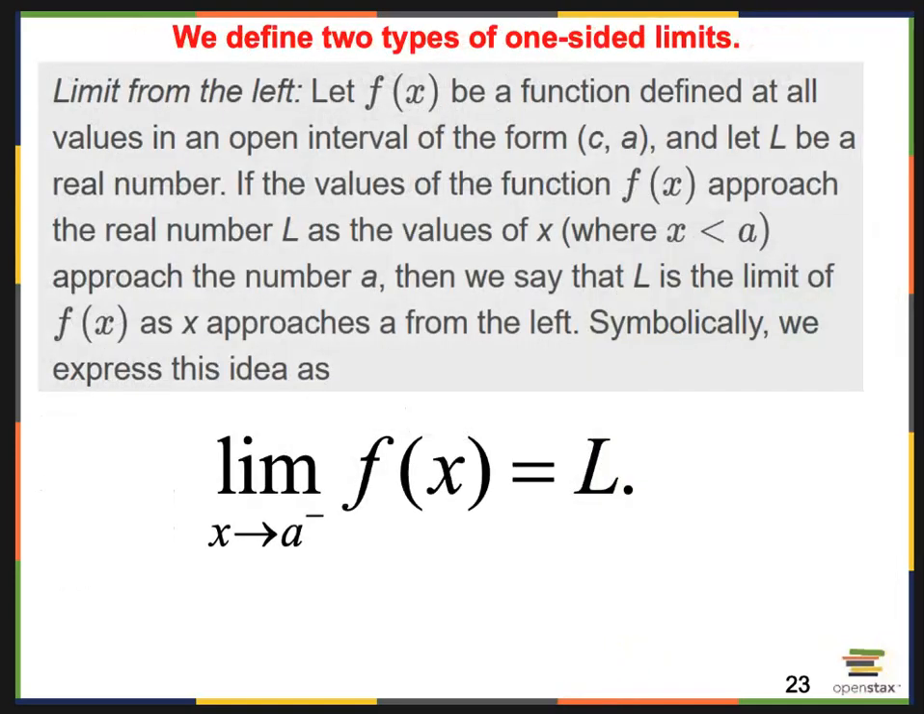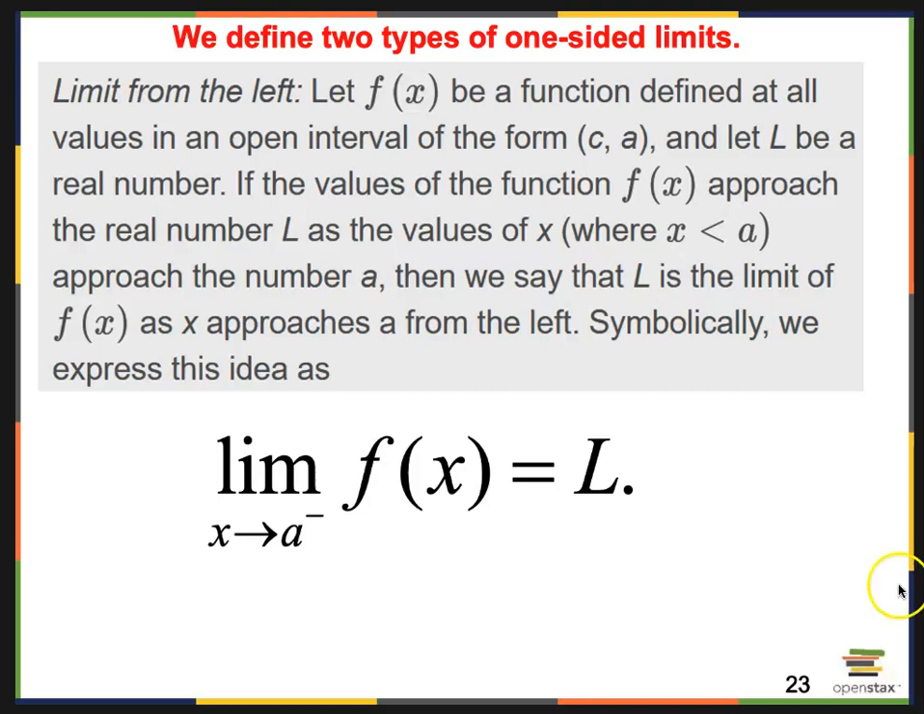All right, so let's look at the 2 types of one-sided limits. So we have a limit from the left. Let f of x be a function defined at all values in an open interval of the form (c, a), so the parentheses denote an open interval. Let L be a real number. If the values of the function f of x approach the real number L as the values of x, where x is less than a, approach a, then we say that L is the limit of f of x as x approaches a from the left. And symbolically, you would see it below.